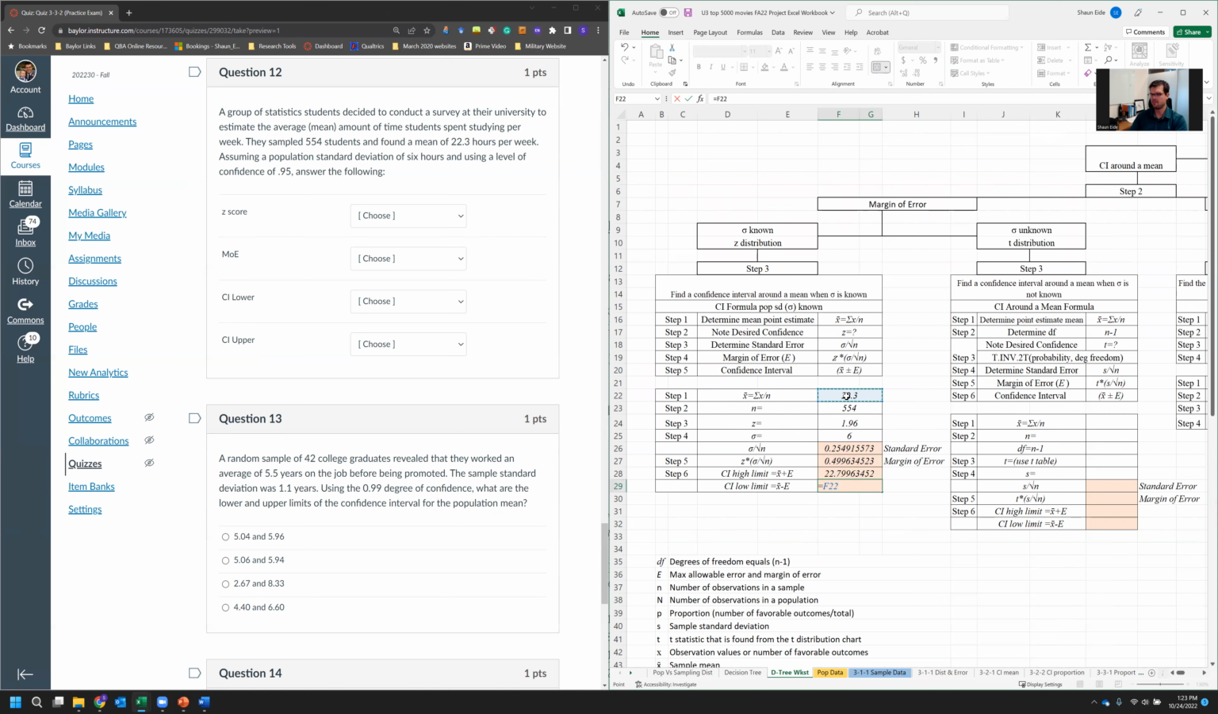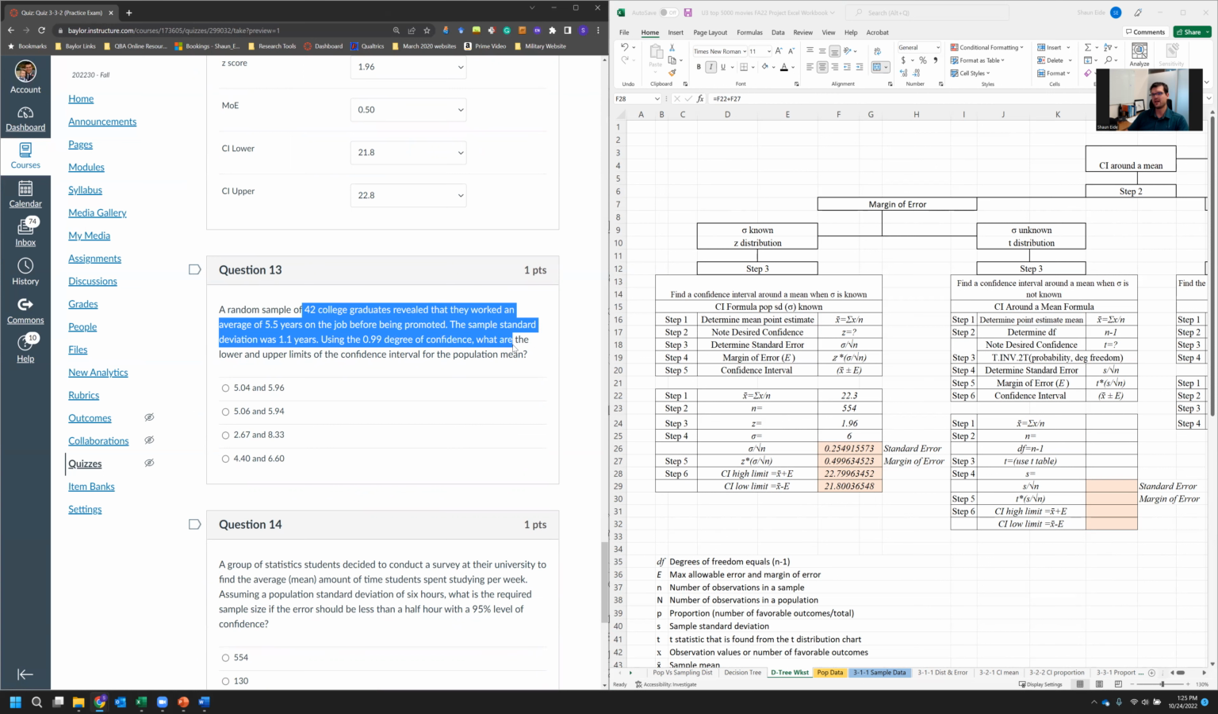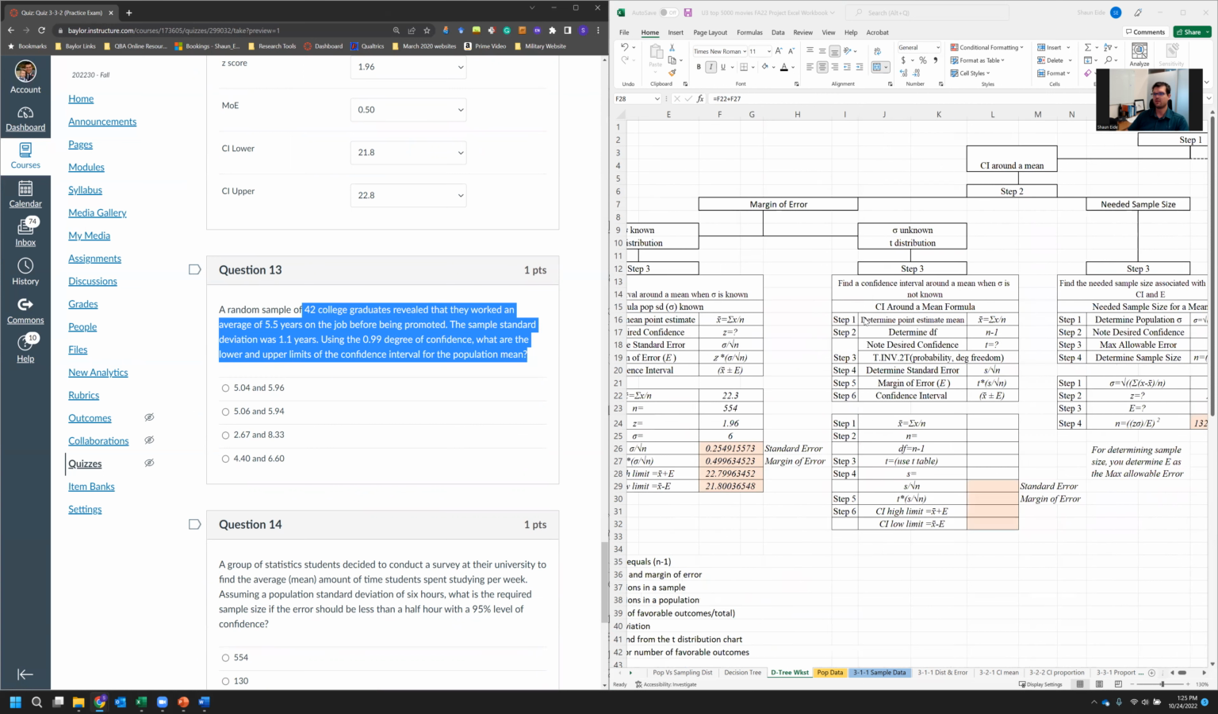So a random sample of 42 college graduates revealed that they worked an average of 5.5 years in the job before being promoted. The sample standard deviation was 1.1 years, using the 99 percent level of confidence. What are the lower and upper limits of the confidence interval for the population mean?